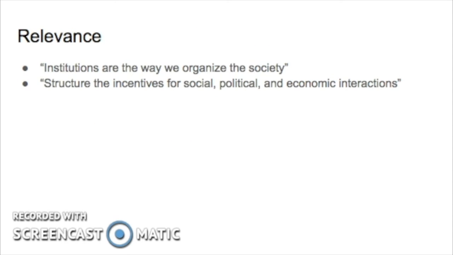We can relate this to what we've learned in class. In class, we learned that institutions are the way we organize the society, and they structure the incentives for social, political, and economic interactions.